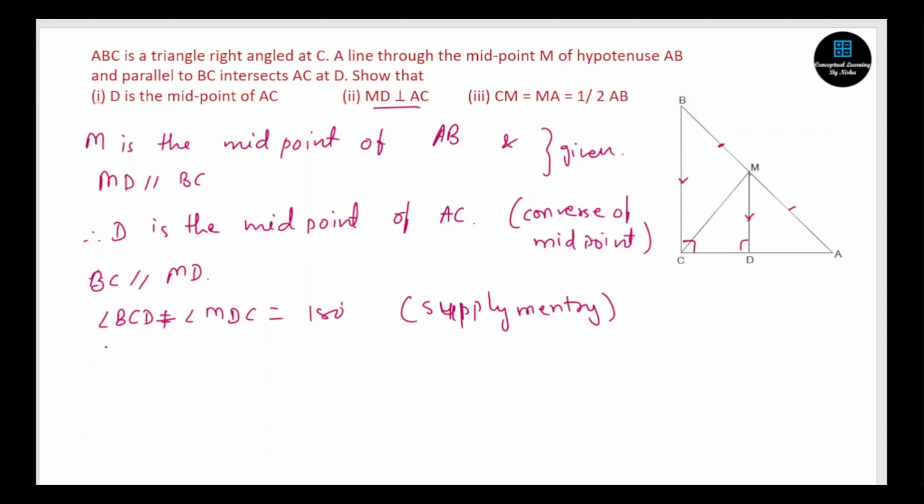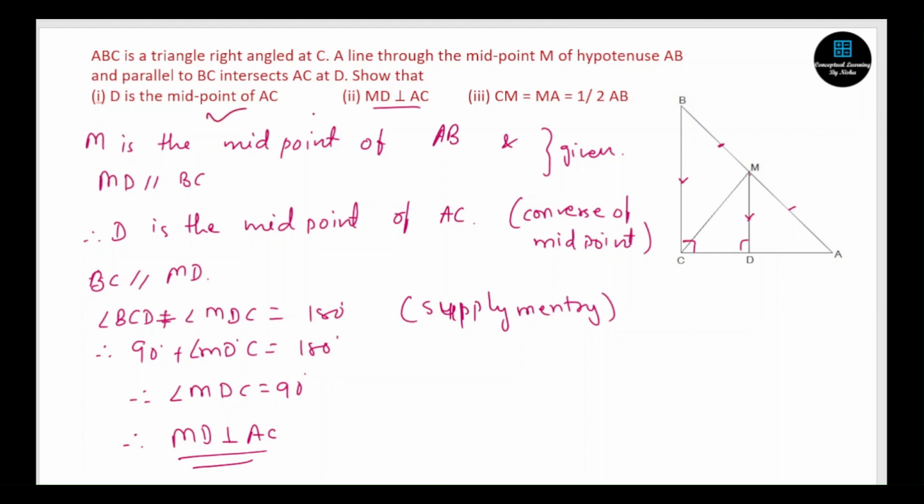So therefore angle, this is 90 degree plus angle MDC is equals to 180, and therefore angle MDC is equals to 90, and therefore what I can say, MD is perpendicular to AC. So we proved these two results.